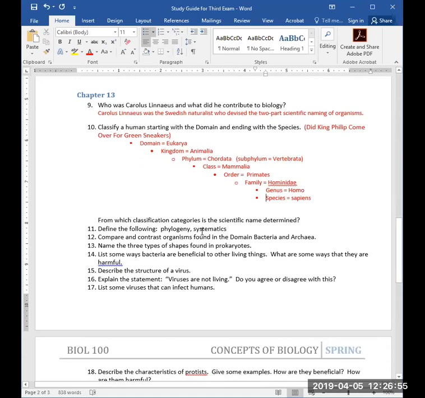And from which classification categories is a scientific name derived or determined? So which two classification groupings do we use to determine the scientific name? Correct, genus and species. Okay, very good.